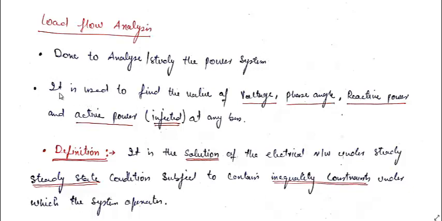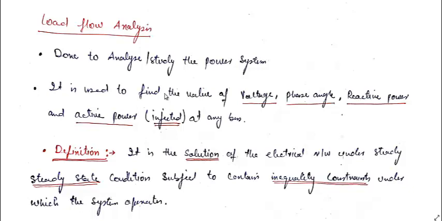It is actually used to find out the values of voltage, phase angle, reactive power, injected. I will let you know what this injected means at any bus. We assume that the power system consists of a number of buses, and at every bus we want to find out these four quantities, that is voltage, phase angle, injected reactive power, and injected active power.